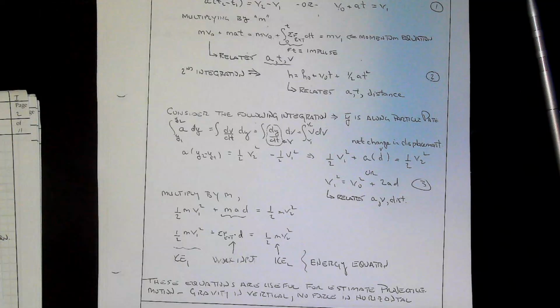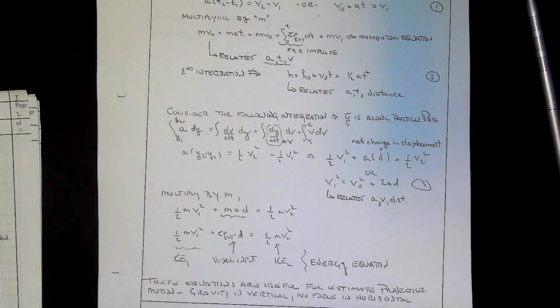Now, if we integrate this a second time, going from velocity to position, we get the form you've probably seen before, in terms of height under constant acceleration of gravity. Height equals the initial height you're starting from plus the initial velocity times time plus 1/2 at squared. So this is another equation, and this one relates acceleration, time, and distance. So knowing a and d, you get t. Knowing a and t, you get d. That's useful. All right. Now, the third equation that you've typically seen, the way we get that is we need to integrate along the path.